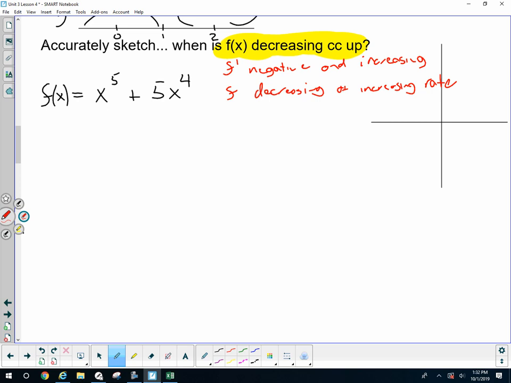Don't worry about the accurate sketch. Let's do the sign analysis to figure out when f is decreasing and concave up, which is the same as f prime being negative and increasing, which is the same as f decreasing at an increasing rate.